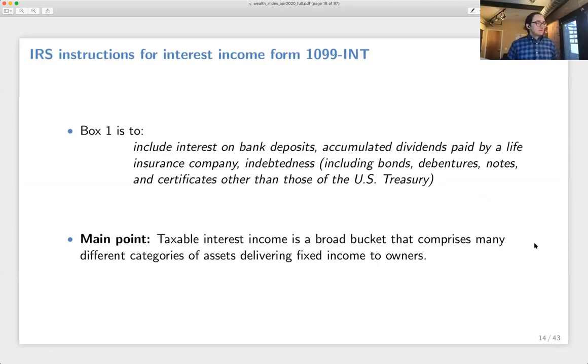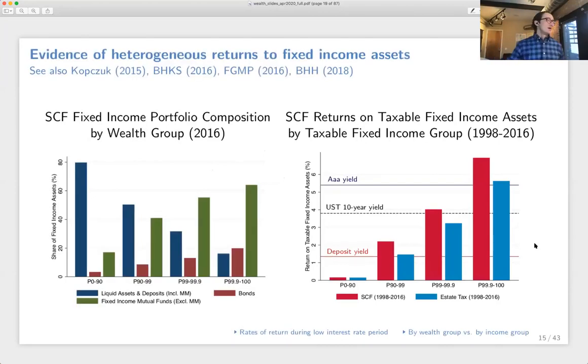Okay, so fixed income. The instructions from the IRS for the fixed income box say that this box should include interest on bank deposits, accumulated dividends paid by a life insurance company, indebtedness, a lot of different categories. The main point is that taxable interest income is a broad bucket that comprises many different categories of assets delivering fixed income to owners. So let's try and measure that heterogeneity.